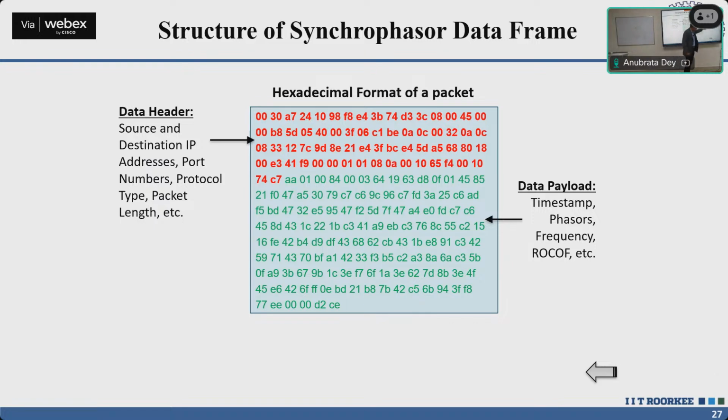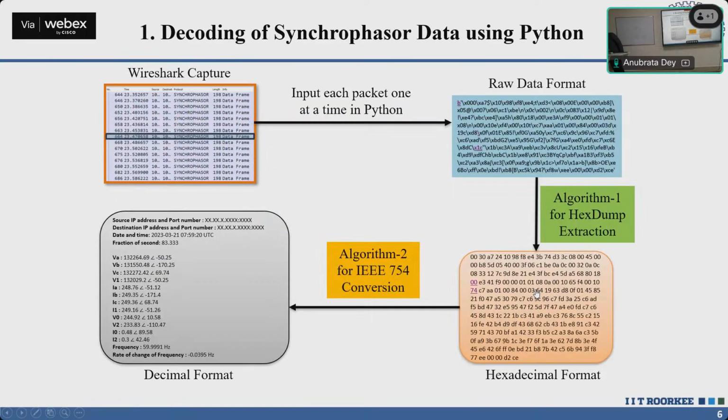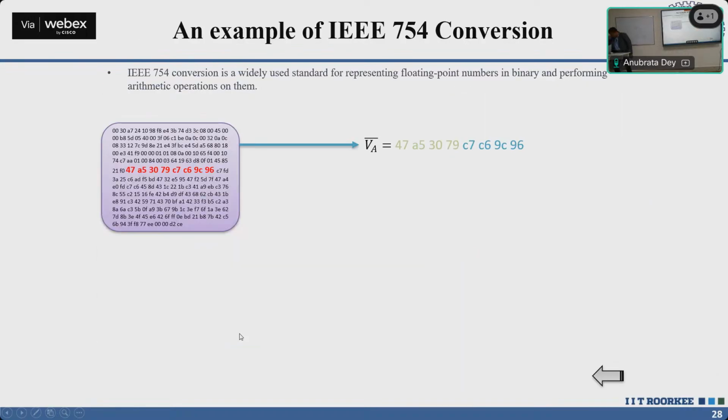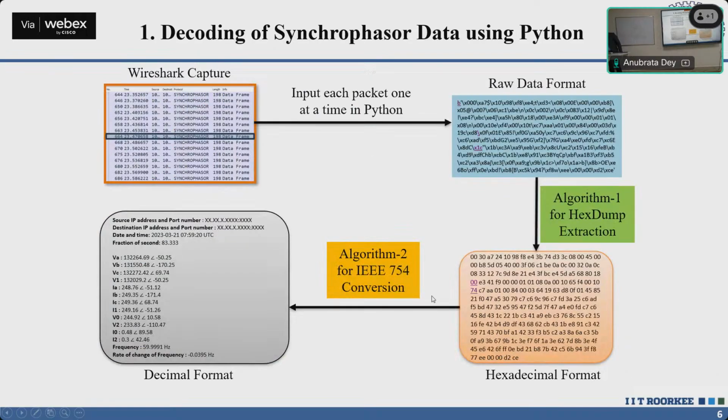Which contains timestamp, phasors, frequency, rate of change of frequency, right? So this is your actual data, which PMU wants to send to PDC. And once you have this, then what you have to do, sorry, this data which is in hexadecimal format.